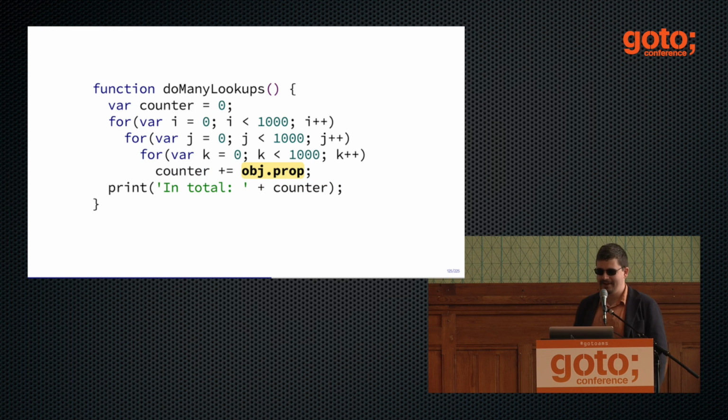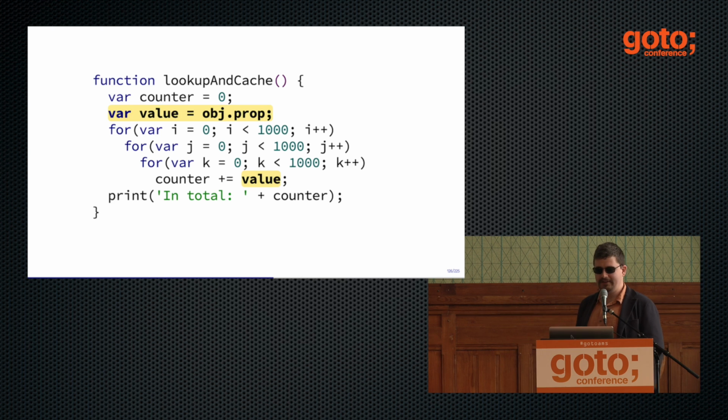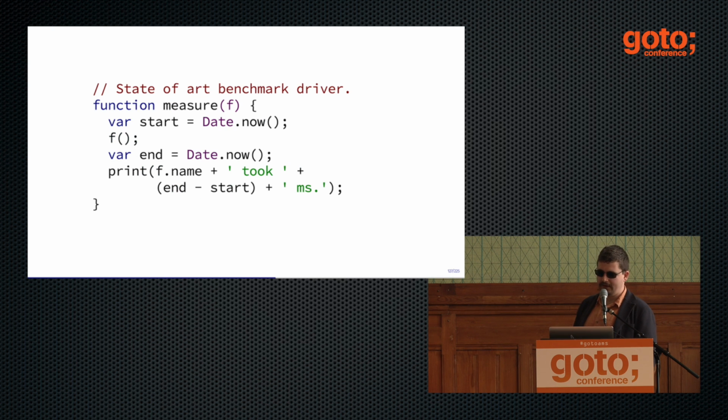And then they write this triply nested loop. For whatever reason it's triply nested, I don't know. And then they access this property on the prototype of a prototype of a prototype of a prototype. And they measure how much it takes outside of this function call. And then they write another function that caches the value of this property outside of this loop, and you just use the variable inside. And then the state-of-the-art benchmark driver is in the game as well, which calls this function and measures how long it takes.